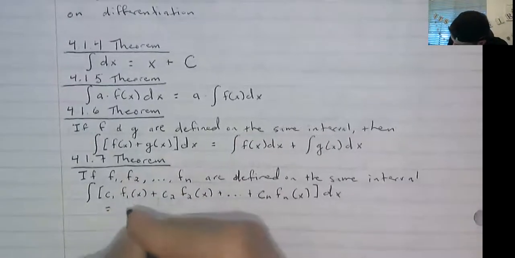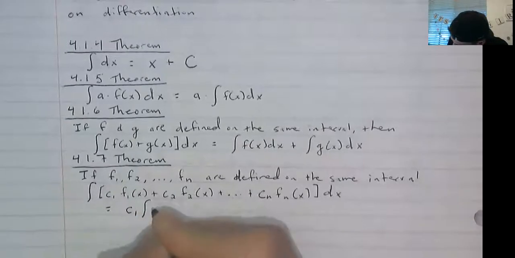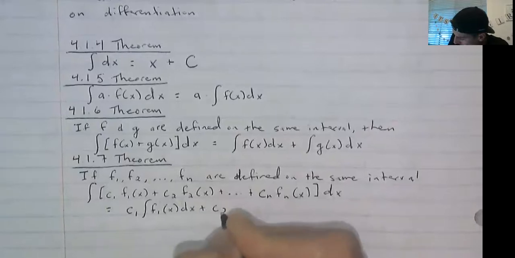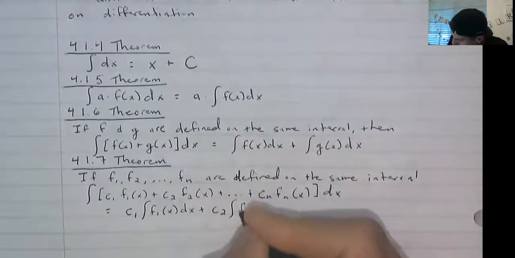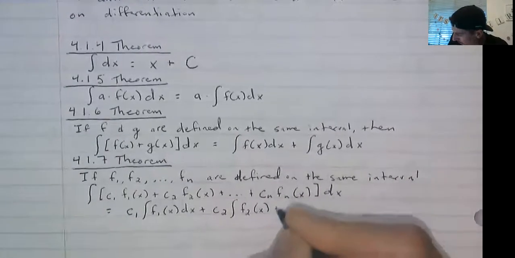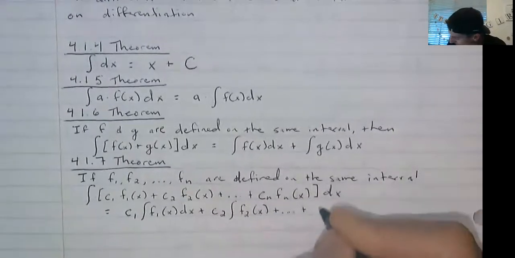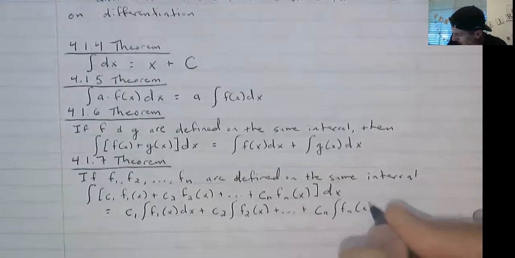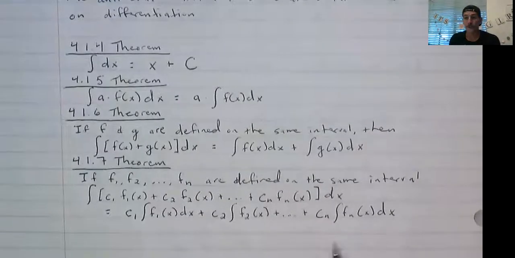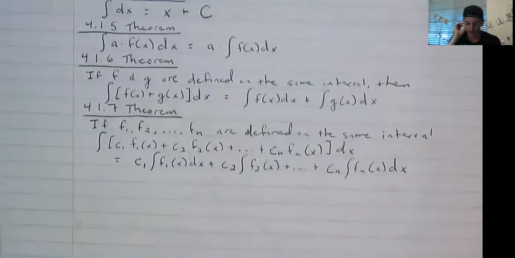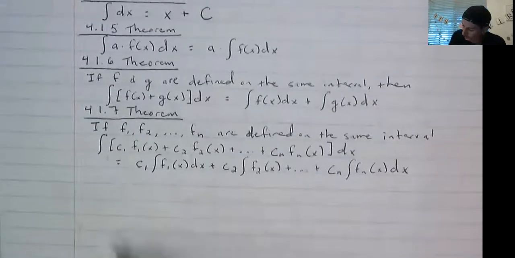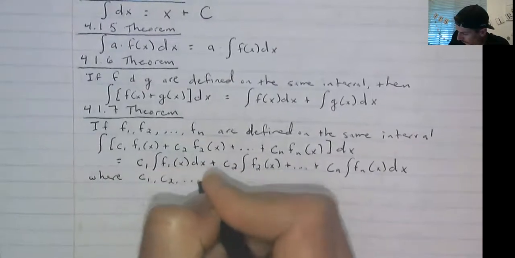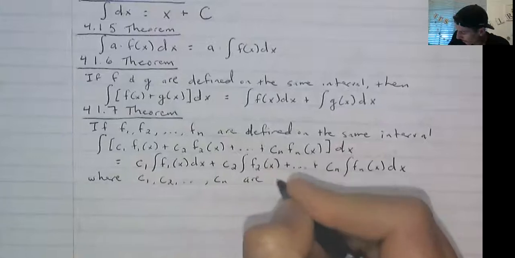So this can be broken into that first constant times the antiderivative of f sub 1 of x plus that second constant times the antiderivative of f sub 2, the second function, all the way down the line. All this is saying is that we can break apart polynomials and anti-differentiate one at a time. That is a legal move to do. And of course, c sub 1, c sub 2, all the way to c sub n are our constants.